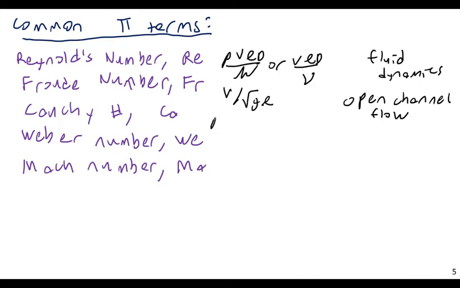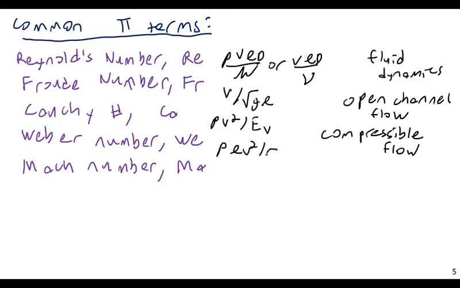The Cauchy number is rho V squared over Ev, a modulus. And this is for compressible flow, so that would be the bulk modulus of elasticity of your fluid, for compressible fluids where the slight compressibility of fluids is important. The Weber number would be rho L V squared over sigma, and this would be for problems involving a surface.